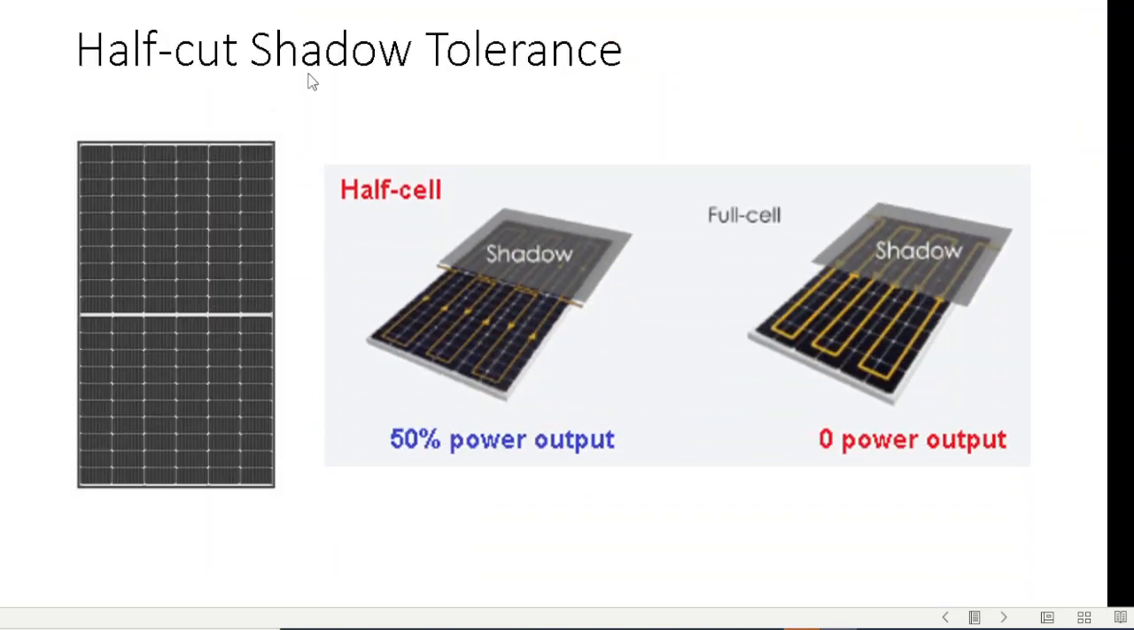Now this is one great advantage: when the half cut is arranged like this, this is half of the panel and this is the other half of the panel. If there is a shadow, what will the performance be? If it was a full cell, then any shadow will result in zero power output. But in the case of half cut, if one half is covered by shadow, the remaining half will still produce power. And so we can expect about 50% power output even in shadow.